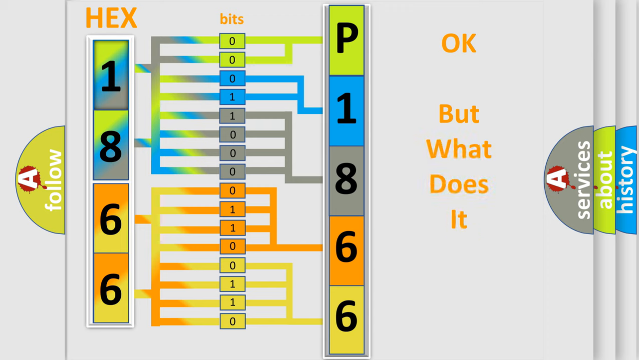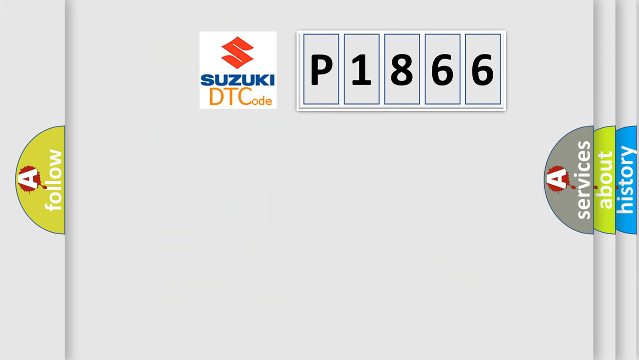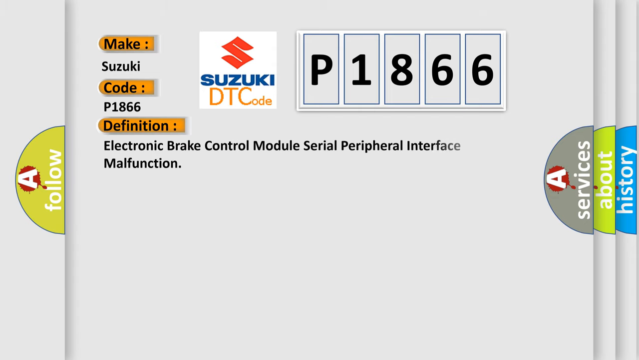The number itself does not make sense to us if we cannot assign information about what it actually expresses. So, what does the diagnostic trouble code P1866 specifically interpret for Suzuki car manufacturers? The basic definition is: electronic brake control module serial peripheral interface malfunction.